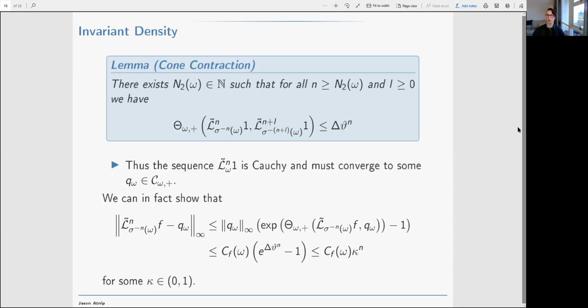Now, I should point out that I've written this cone contraction lemma in terms of pushing forward the 1 function. We can actually do this more generally and push forward any BV function, but there are more assumptions that go along with that. With the 1 function, it can be stated nicely and cleanly. So what we have below about the sup norm of L minus n of F converging to Q omega is still true.